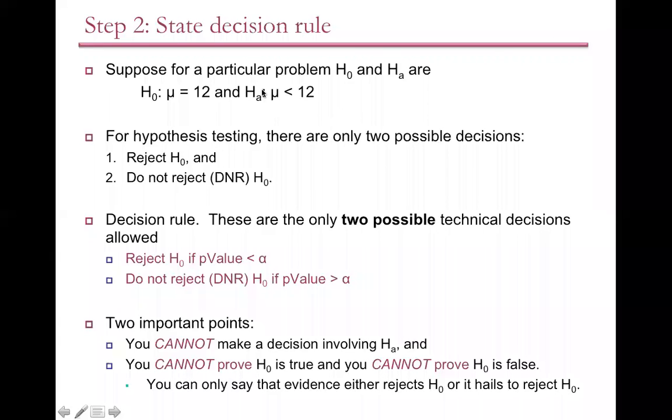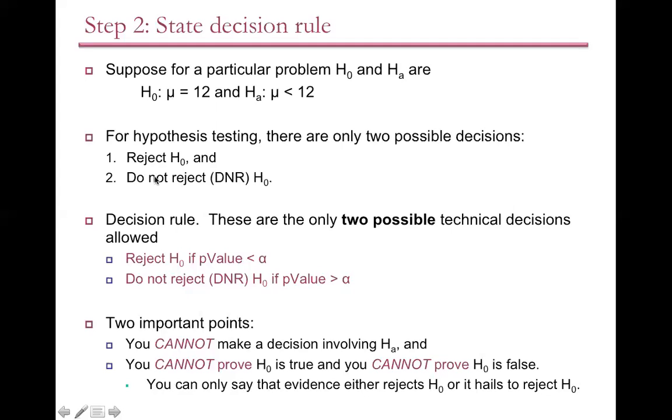Here's a separate hypothesis. Mu is 12, HA mu is less than 12. Now we have to make a decision about what we believe. And in hypothesis testing, there's only two possible decisions. And that is I reject H naught or I do not reject H naught. I fail to reject H naught. Those are the only two possible decisions you can make. You don't make any decision about HA. You just make a decision about H naught. So we can decide to reject H naught or to not reject it.